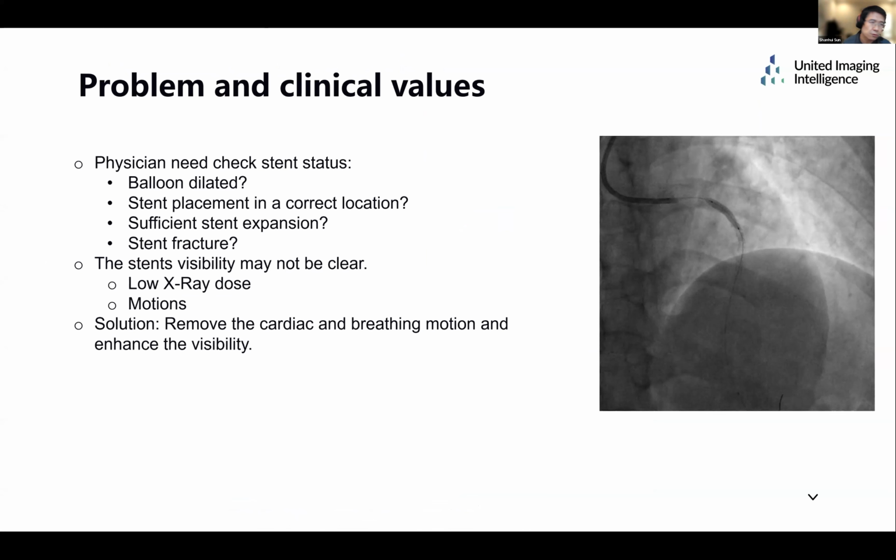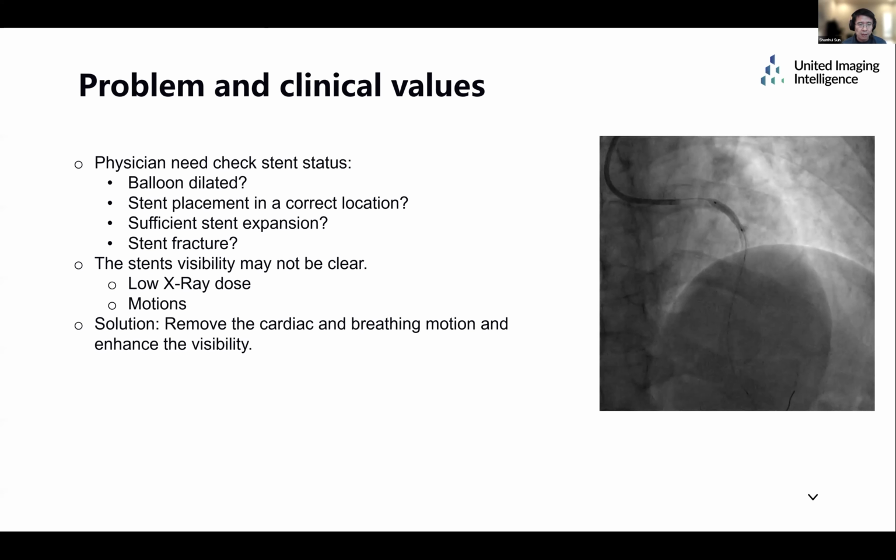Before they pull back those devices, the physician needs to check the stent status: whether the balloon is deployed in the correct location, whether the balloon is dilated, whether the stent is placed in the correct location, whether the stent is expanded sufficiently, whether during the procedure the stent is broken, whether there is any fracture in the stent, and whether they need to place another stent. So you need to check those statuses.